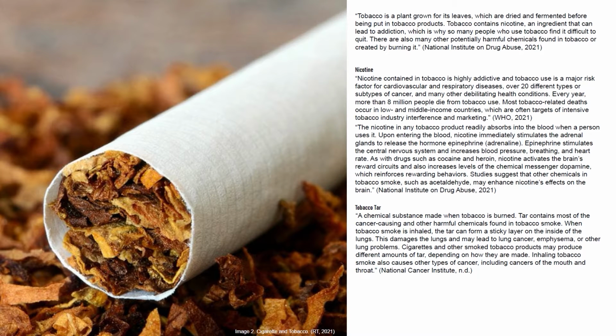The second material is tobacco. Tobacco is a kind of plant leaf. After being dried and fermented, it is put in cigarettes. There are two major substances in tobacco. One is nicotine, which gives smokers pleasure and makes them addicted. The other is tobacco tar, which is made when tobacco is burning. Tobacco tar is the thing that damages the lungs and leads to lung problems and cancers. Tobacco tar is the substance that makes filters turn brown.